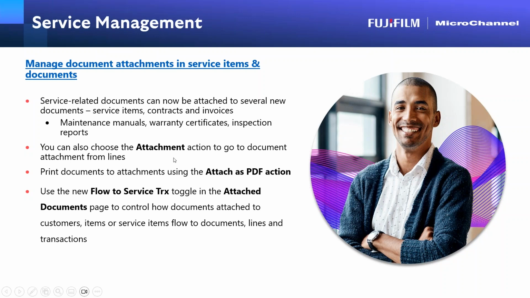You can also choose the attachment action to go to document attachment. So on the actual document itself, if you're on a line, you can go and choose the attachment action, and that then will attach that document to the actual document itself. You can also, if you've got a service order, and I'll show you this shortly, use the attach as PDF action, which you've been able to do with your purchase orders and sales orders and things along those lines. It's just always been missing from the service side. And they've also got this new flow to service transaction toggled in the attachment documents. So we've always had flow to sales, flow to purchase. They've now got the flow to service.